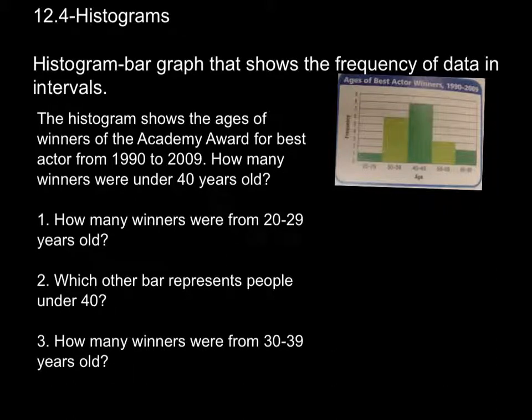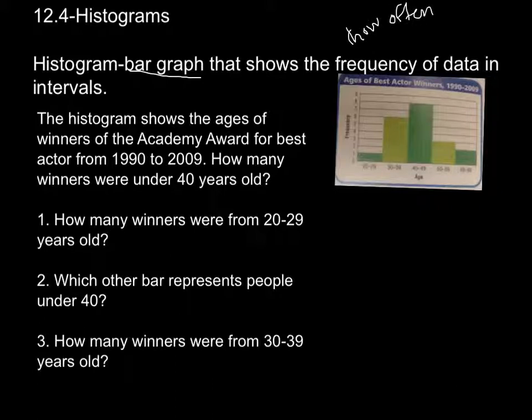All right, this is the video for 12.4 titled Histograms. This is for 6th grade. So first off, I just wanted to talk about what is a histogram. Well, there's a picture of a histogram right over here on the right side of the screen. A histogram is a bar graph. Okay, so if we're thinking graphs, which we're thinking a bar graph, that shows the frequency of data in the intervals. Remember, frequency means how often something occurs.